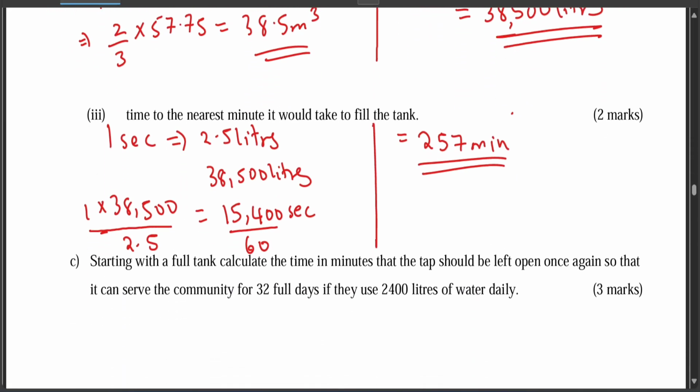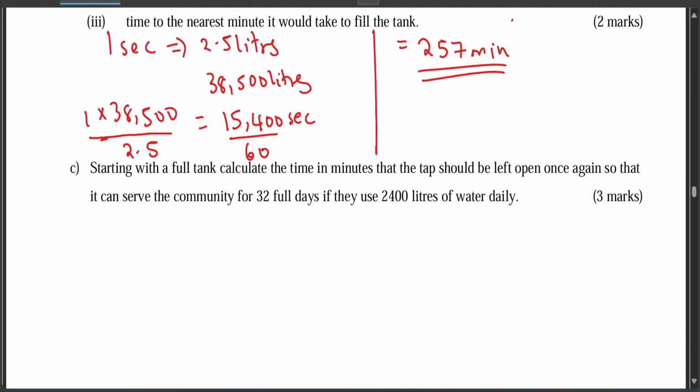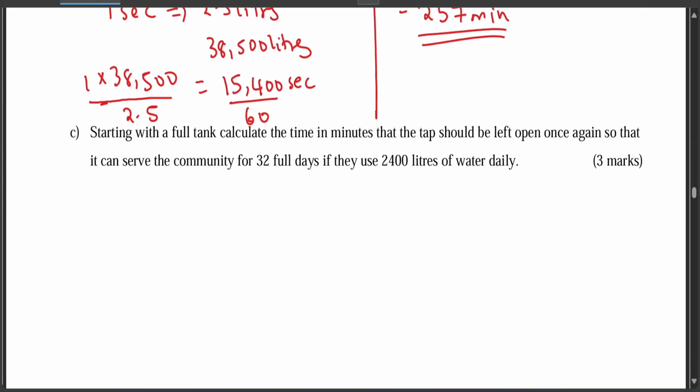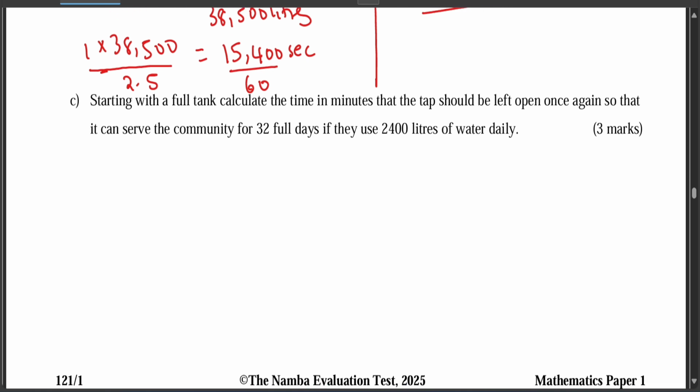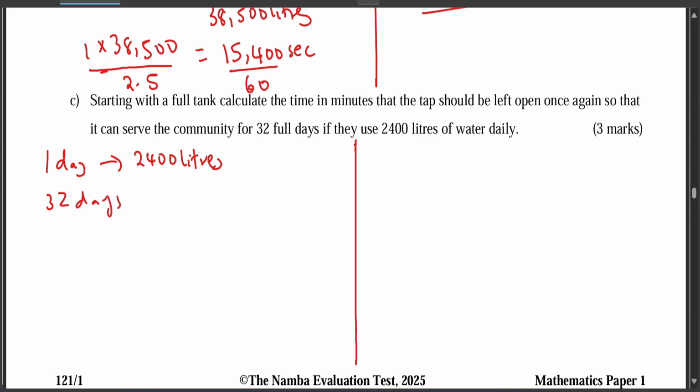So question C. Now the question is saying that, starting with a full tank, calculate the time in minutes the tap should be left open once again so that it can serve the community for the 32 days if they use 2,400 liters of water daily. Okay. So now if in 1 day they use 2,400 liters, what about those 32 days? So you multiply the days with the liters. So 32 times 2,400 will give you how much?